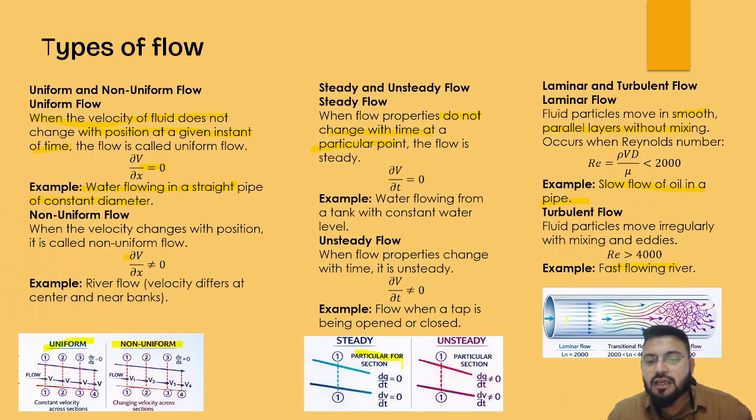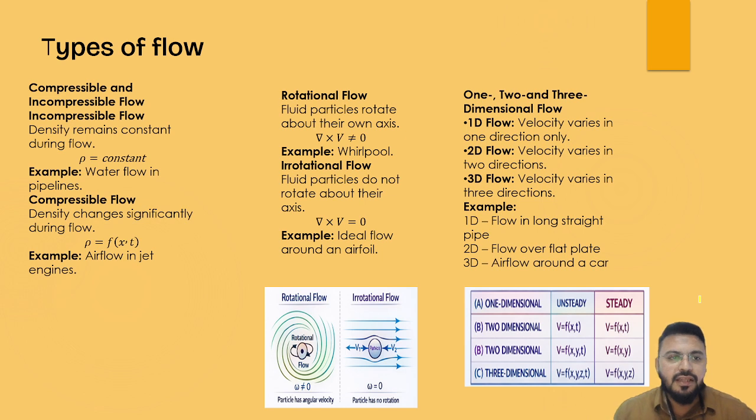Here you can very well see in this sketch, in laminar flow, all layers are moving parallel to each other. There is a slight disturbance in transitional flow, whereas in turbulent flow there is eddy generation. I hope this is clear to you. Compressible flow and incompressible flow. In incompressible flow, density remains constant during flow. Rho is constant. Example, water flows in a pipeline. In compressible flow, density changes significantly during the flow. Example, airflow in jet engines.